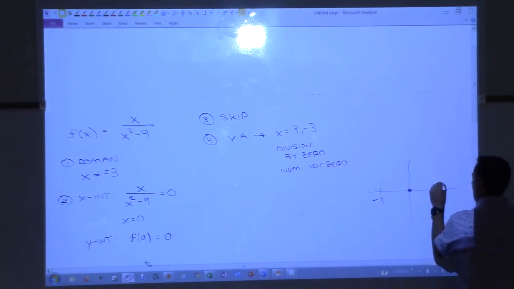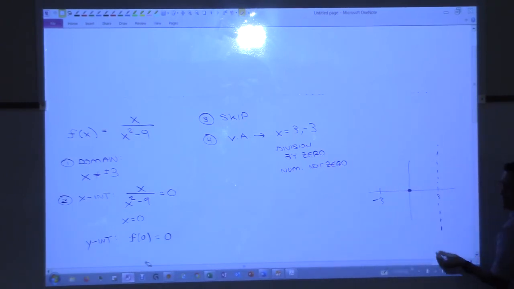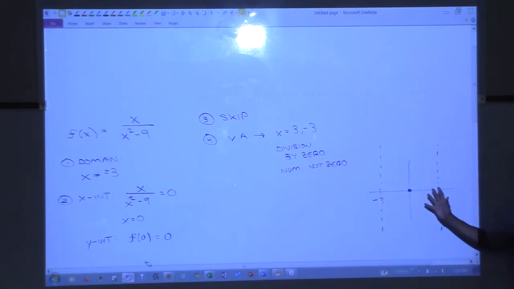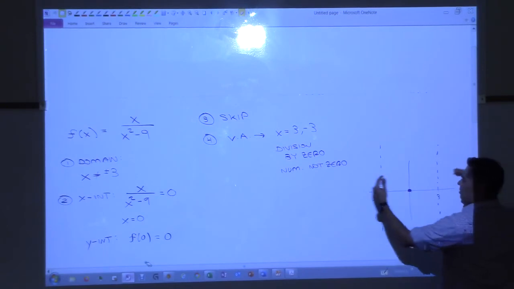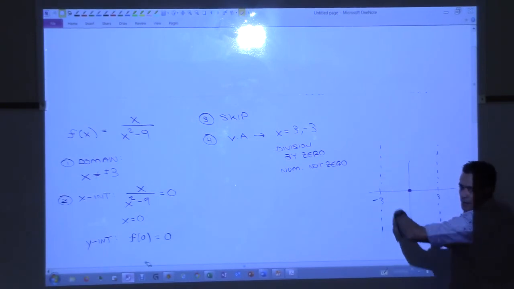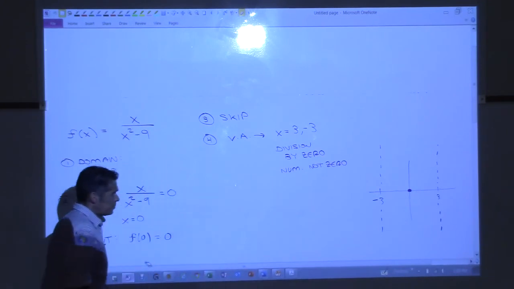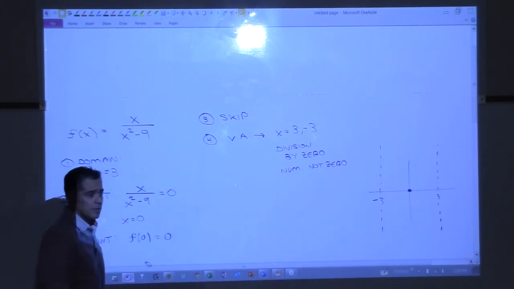So we know right here, again, you don't need this graph. I'm just kind of helping us construct it mentally here. We know this much now, right? We knew at 3 and negative 3 we didn't have graph, but now we know these are vertical asymptotes. So our function, when we get close to these dotted lines, is going to take off and do something like that, right? Okay. What else? How about horizontal asymptotes?